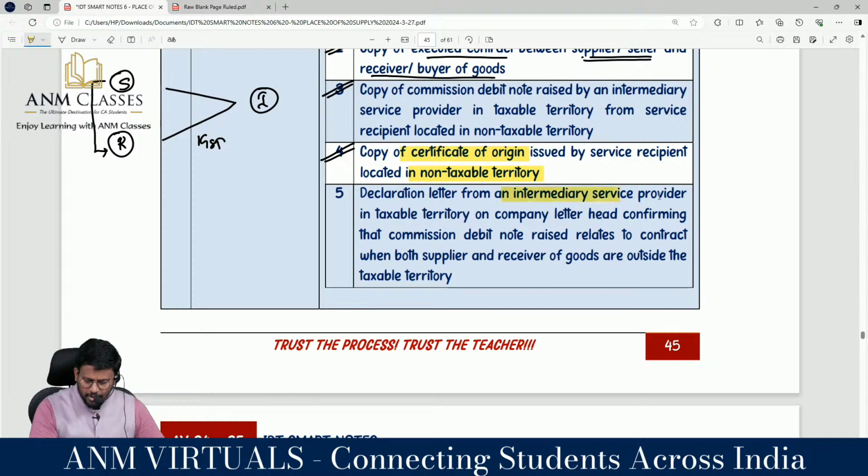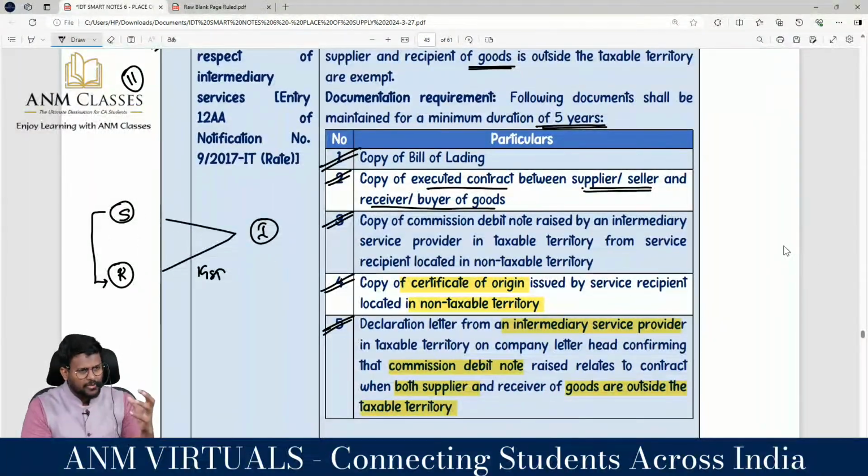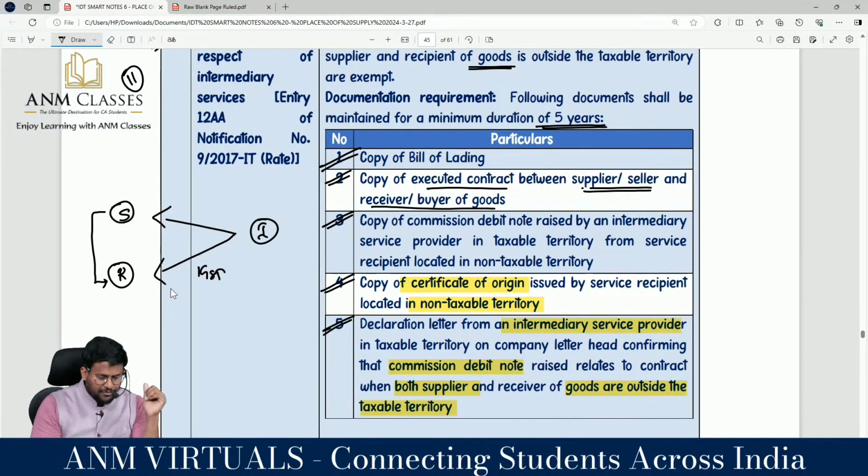Number 5, declaration letter from an intermediary service provider in the taxable territory on the company letterhead confirming that the commission debit note raised relates to a contract where both supplier and recipient of goods are outside the taxable territory. So my dear students, you have to keep these documents for a minimum period of 5 years. What is the discussion we are making? If the intermediary is situated in India and both the recipient of the goods and the supplier of the goods are outside India, it is exempted. That service is exempted in India provided 5 documents have been kept for 5 years.